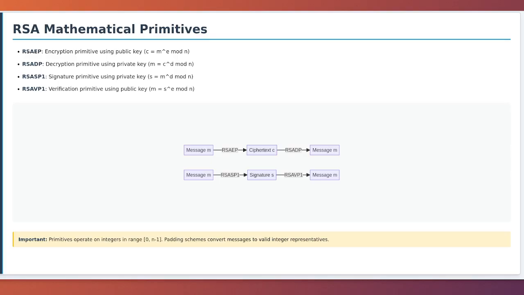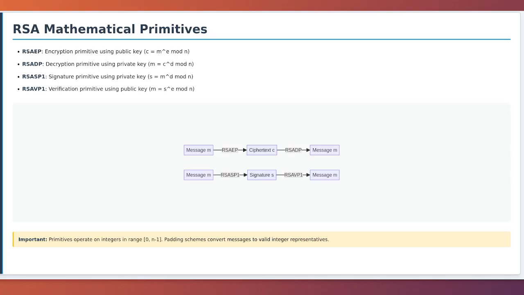Despite the name, it actually uses the same mathematics as RSADP. You take a message representative m and compute signature s equals m to the power d mod n using the private key. This is why signature generation requires the private key and is computationally expensive.